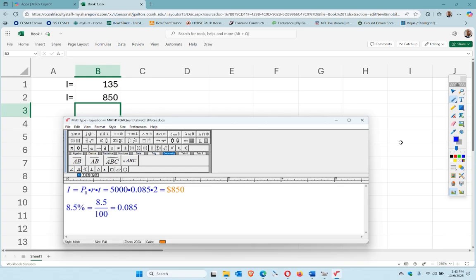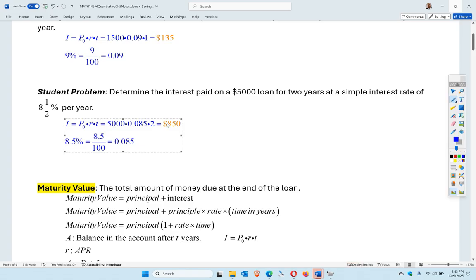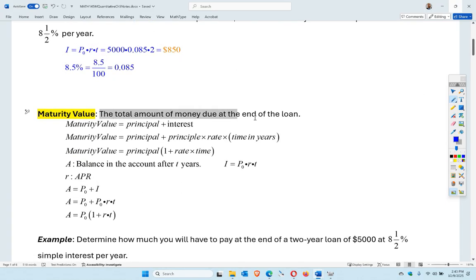Okay, so for a $5,000 loan, it's going to cost me $850, assuming this is simple interest, right? There'll be other ones that are not simple interest later on. Okay, so if I add the original amount plus the interest, that's the maturity value, which is the amount at the end of the loan, right? The principal, in this case, would be the 5,000. The interest would be the 850. Both of those together would be the maturity value. So essentially principal plus the formula we did before.